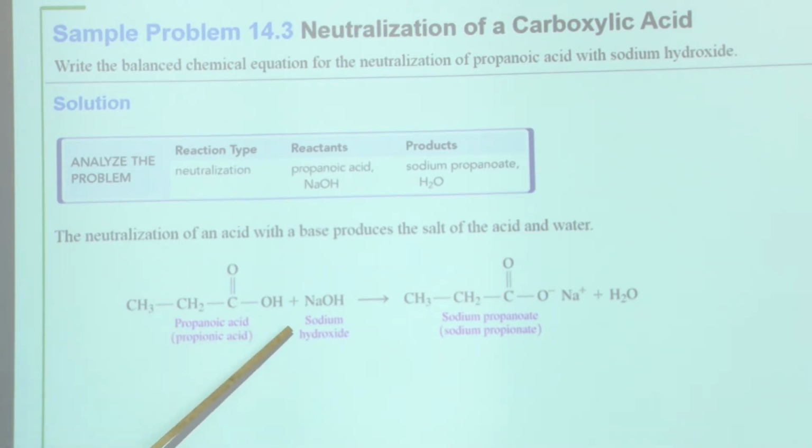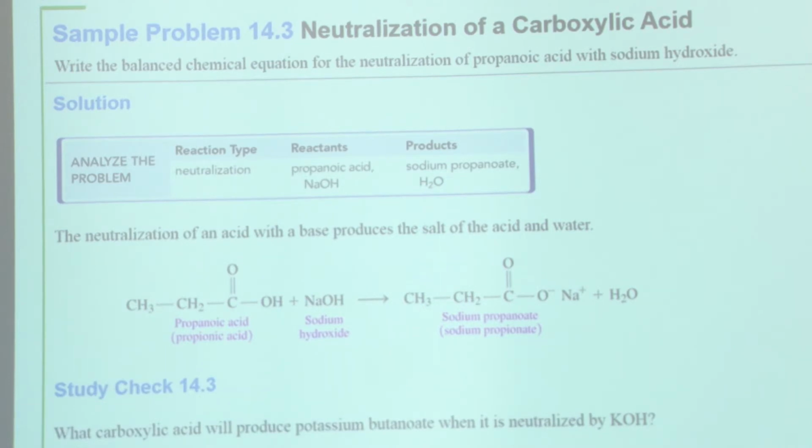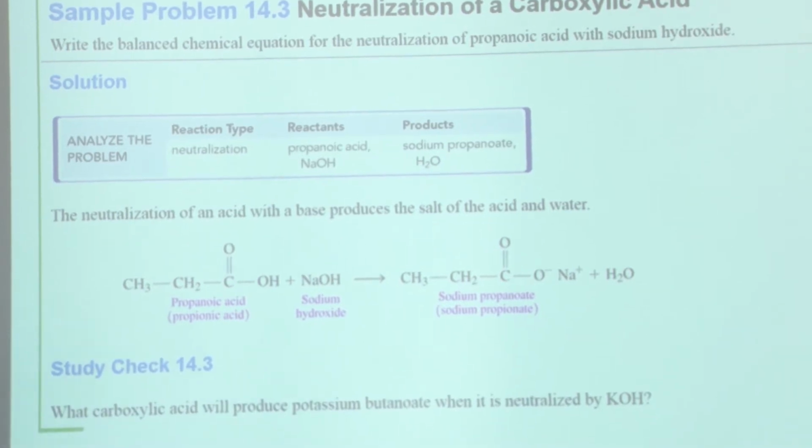Propanoic acid, sodium hydroxide is a base. This is your salt. Propanoate, sodium propanoate, and water. Salt and water, 2 products of neutralization, always salt and water. So this is one of the properties of acids.